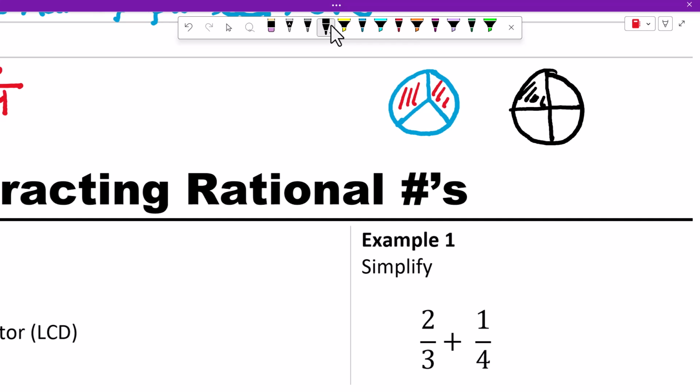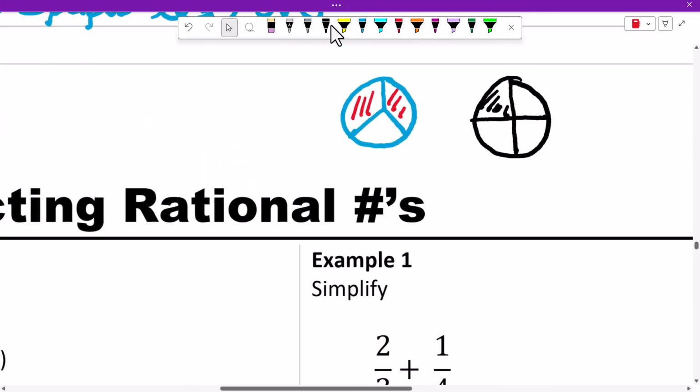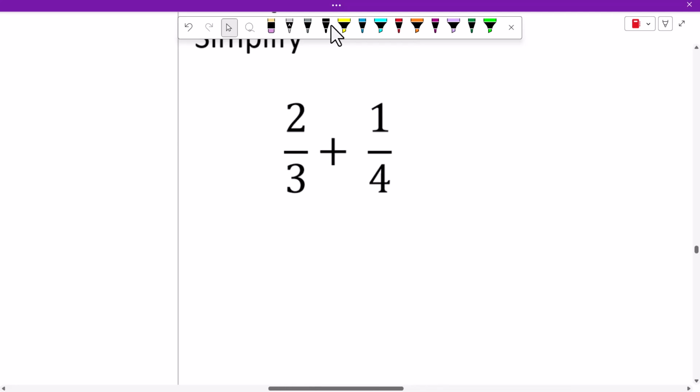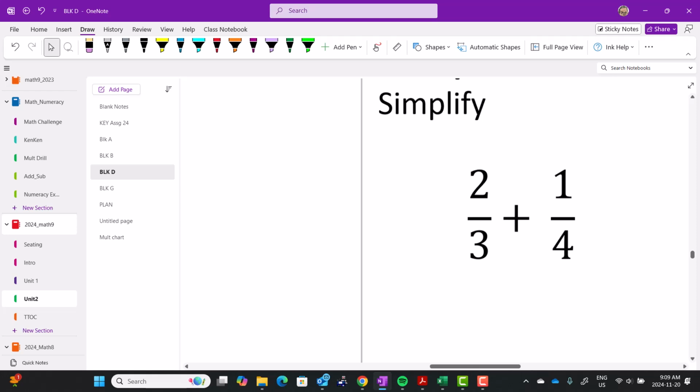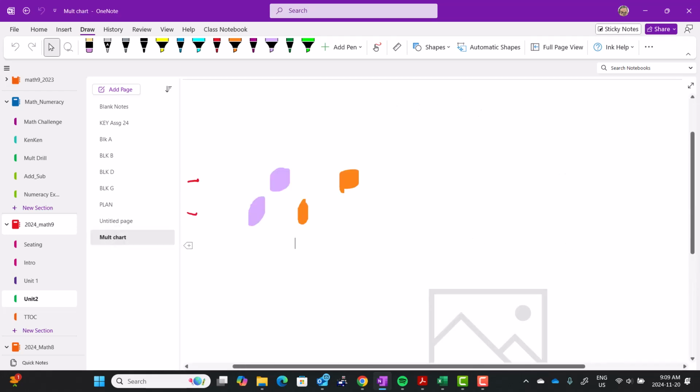Right? So we look at our bottom numbers. We go, okay, we're going to resize these circles. Instead of cutting into 3s, we need to figure out a number that both 3 and 4 can fit into. So they're common. They're the same, right? What number can both 3 and 4 fit into? Do you guys remember this? 12. And if you're not sure how to do this, it's all multiplication, right?